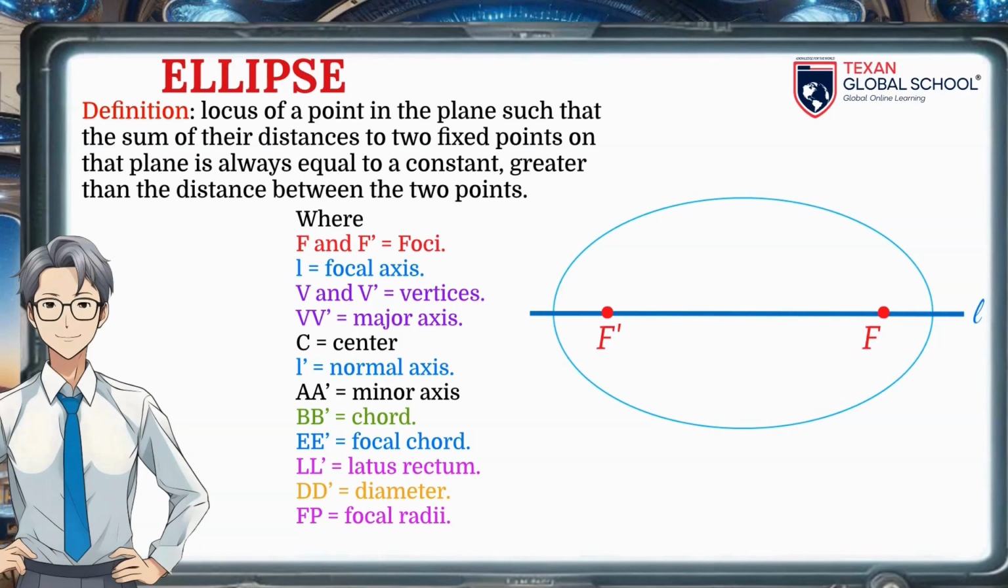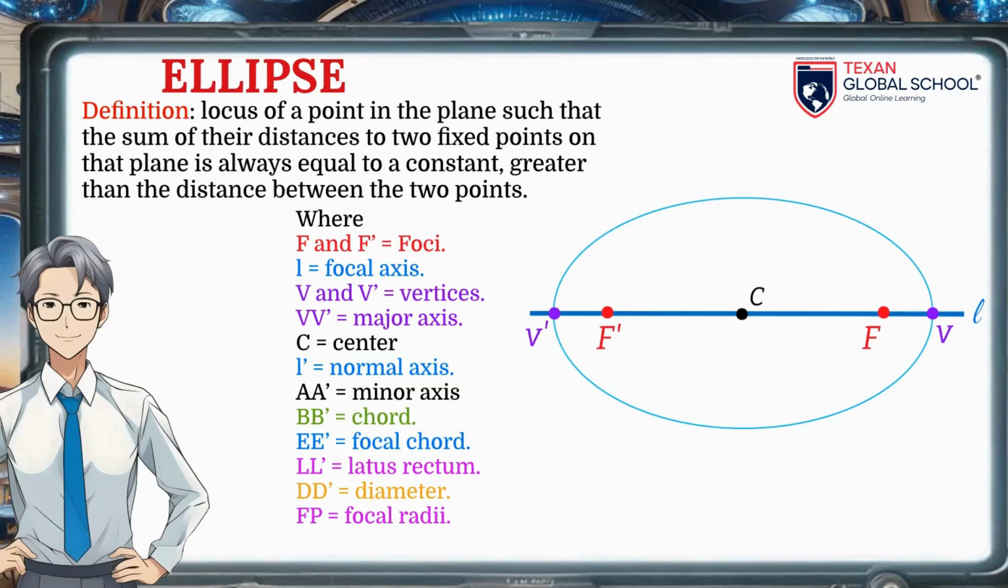V and V' are the vertices. The focal axis cuts the ellipse at these two points. The distance between these points is the major axis, which is the portion of the focal axis included between the vertices. C is the center, located on the focal axis, which is the midpoint of the segment that joins the foci. Or it is also the midpoint between the vertices.